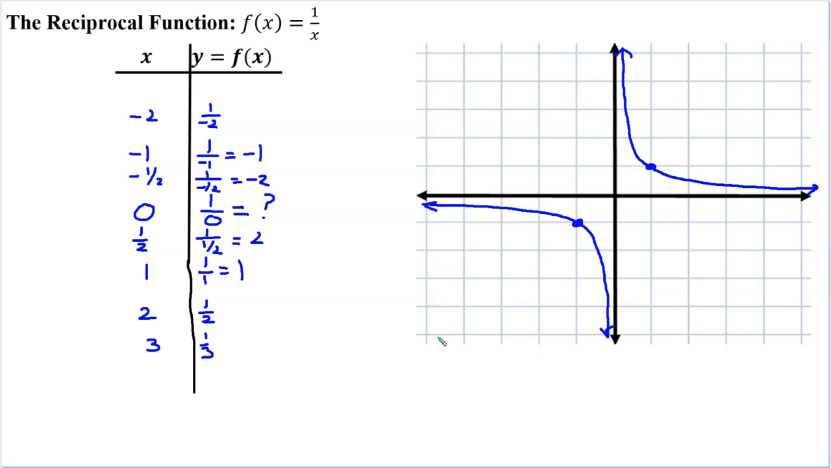All right, that's my basic reciprocal parent function. We've got the two asymptotes on the x-axis and the y-axis. And then as far as points go, really the only nice ones are at 1 and -1. So those will be the two we plot to kind of give it some shape.